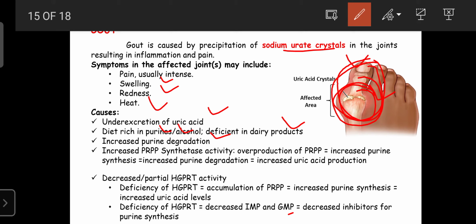So that's why, as compared to rural people, city people are at more risk of gout, only because they prefer imported or chemical-mixed food. That is one of the reasons for increased purine degradation and for causing gout.